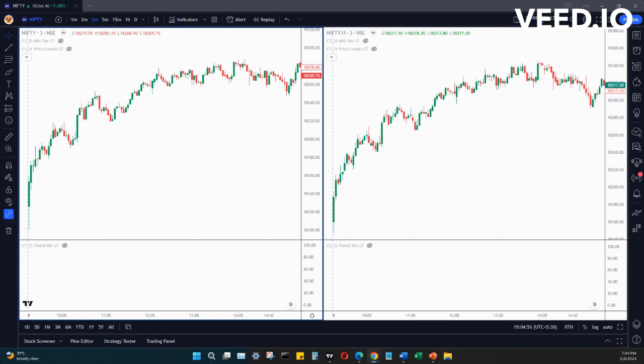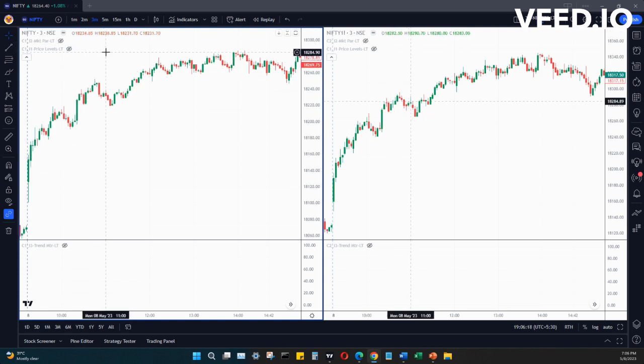So this is the two-view chart on the TradingView platform. We have the Nifty spot on the left, Nifty futures chart on the right, and both these charts are set to a 3-minute time frame. Before I bring the three custom indicators on, which I call the triple threat, let's look at the naked chart and see what kind of price action it has shown for today.